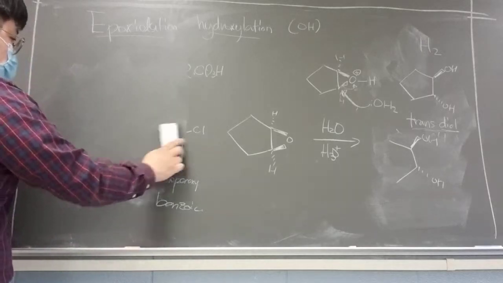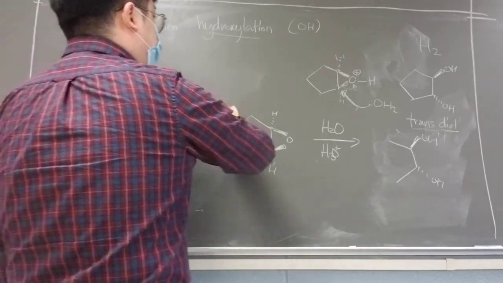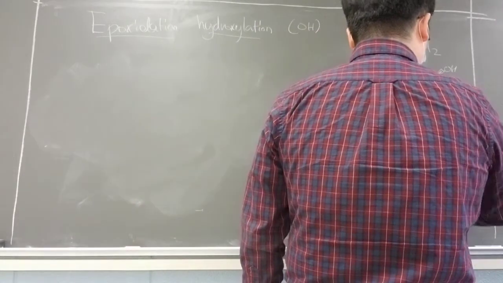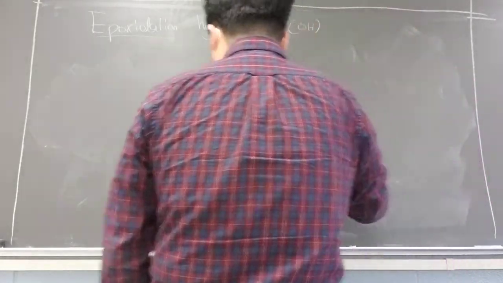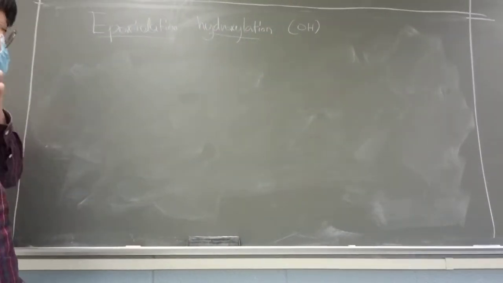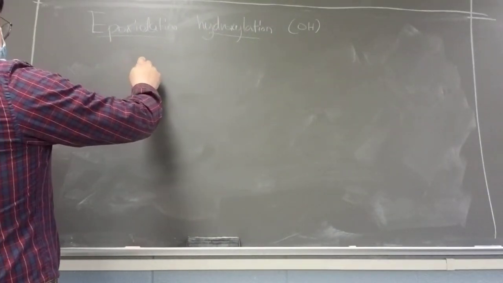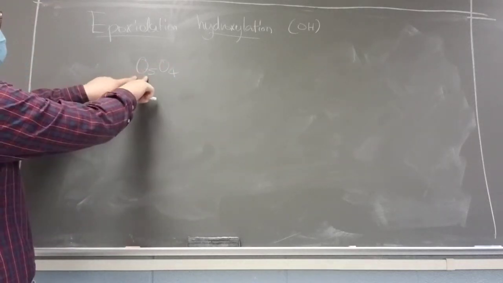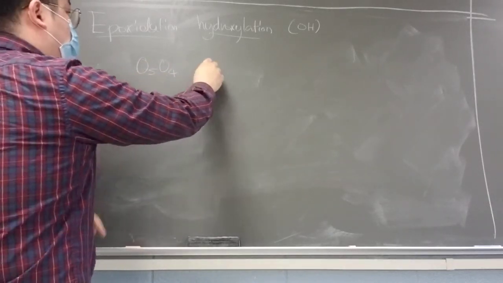So that will give us the trans diol with the hydrolyzation. We can have another way to do a similar job, but in a slightly different way. We call this osmium tetraoxide here.